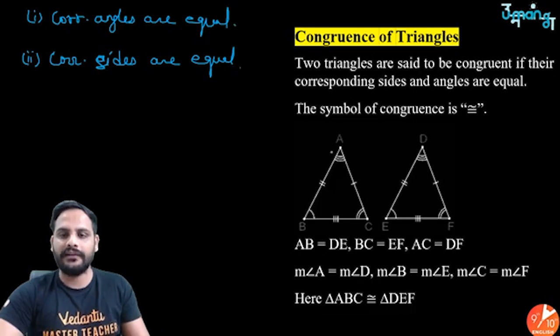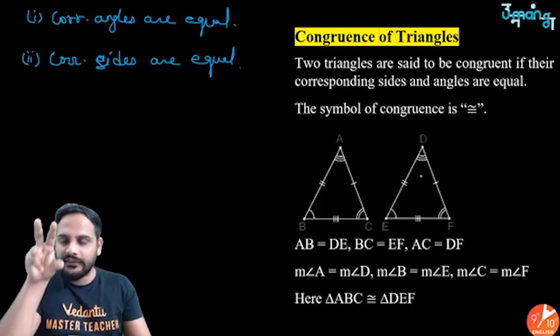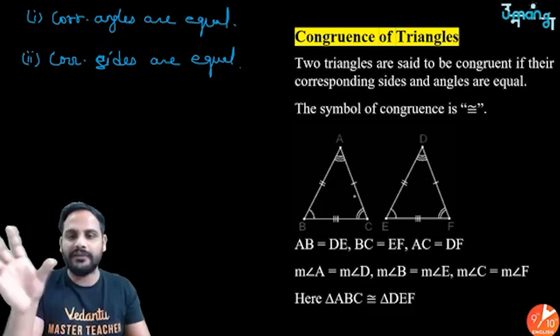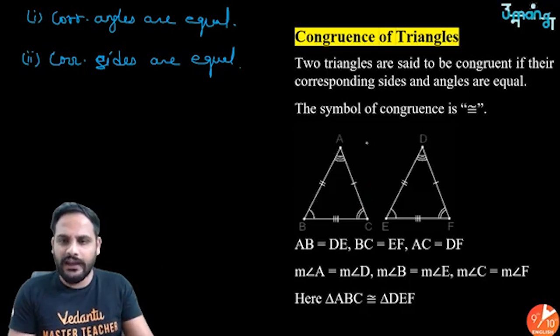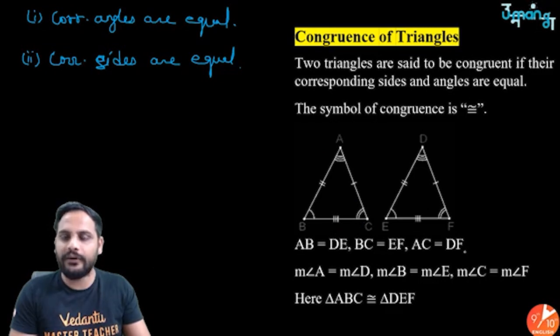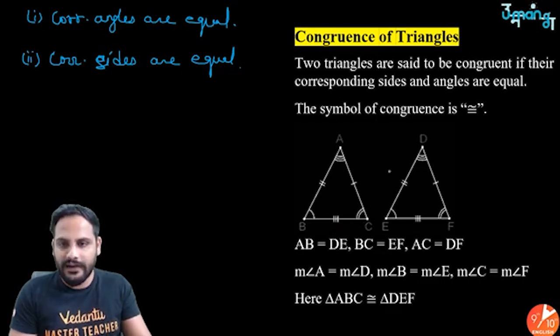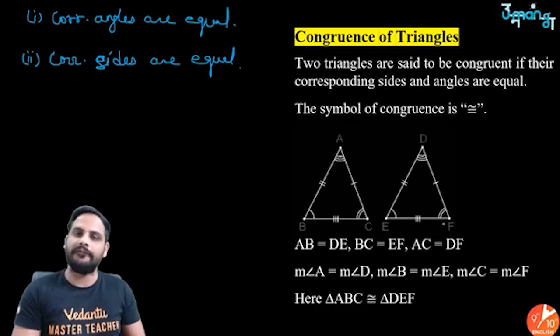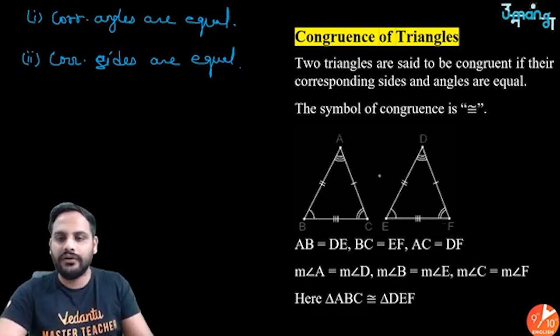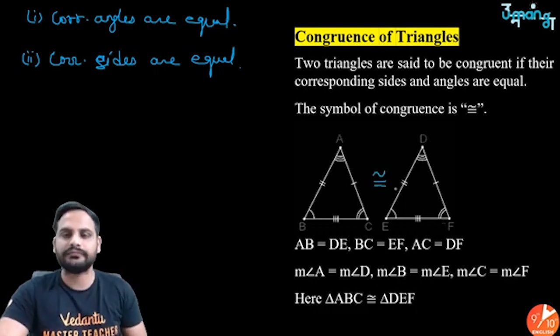For example, take triangles ABC and DEF. If I put DEF on ABC and I find they are overlapping, I know that they are congruent. So A and D are overlapping, B and E are overlapping, C and F are overlapping. So I can say side AB and DE will be equal, BC and EF will be equal, AC and DF will be equal, and angle A is equal to angle D, angle B is equal to angle E, angle C is equal to angle F, right? If these two are congruent triangles.